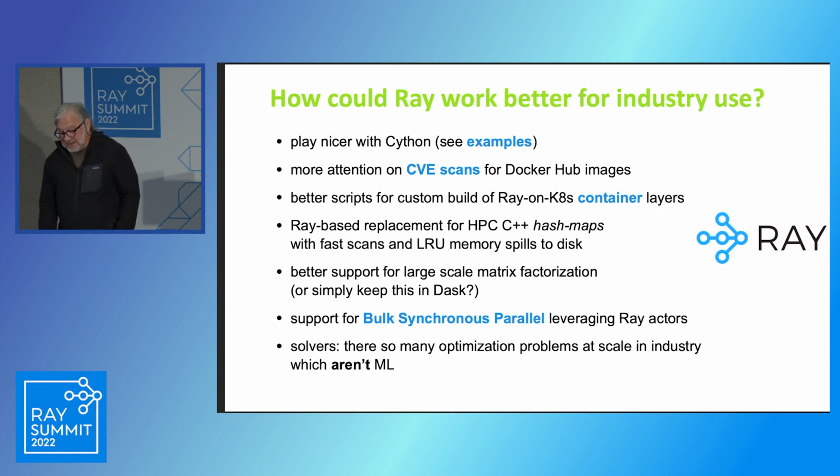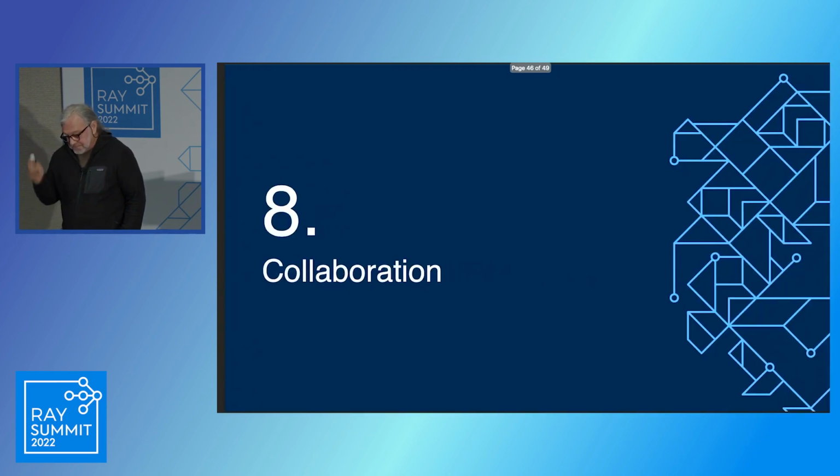It would be nice if we had a Ray-based replacement for really high-performance hash maps, where we could do fast scans and LRU memory spills. And this is pretty much what ByteDance was talking about in terms of the tiered persistence. Pretty much the same thing. And BSP support would be great.